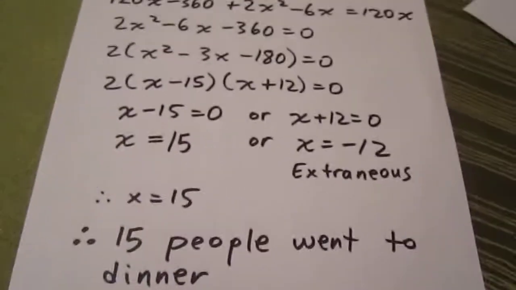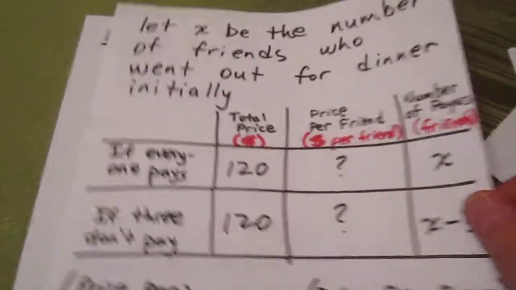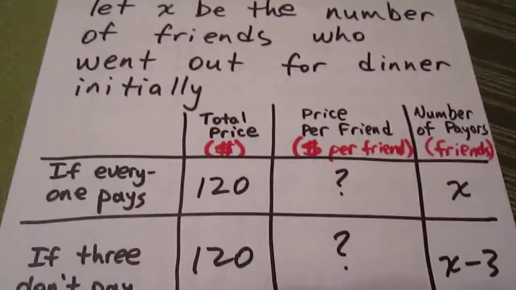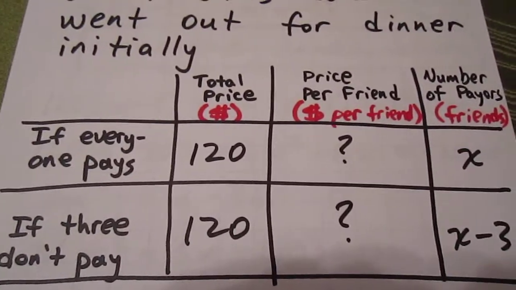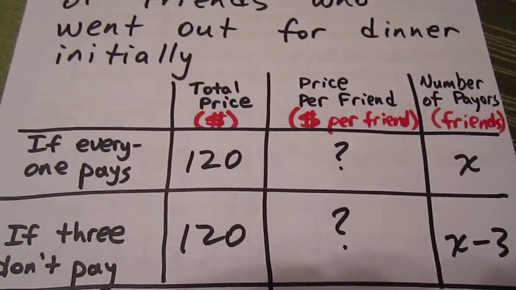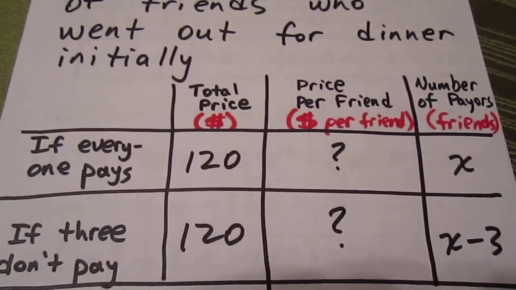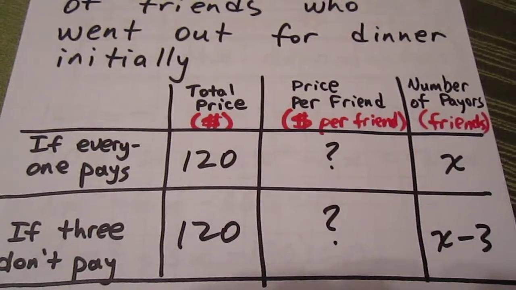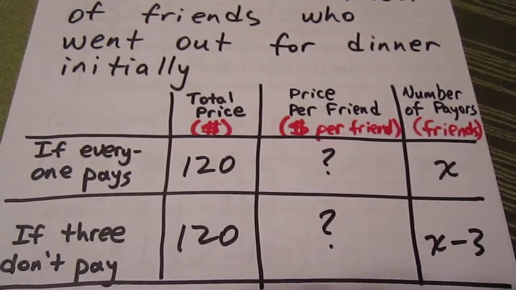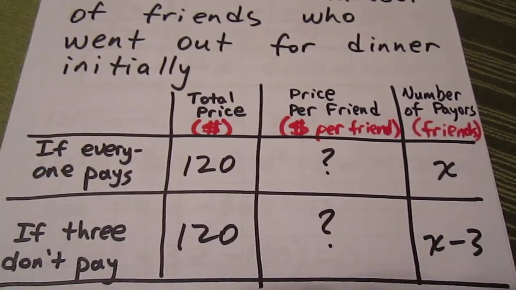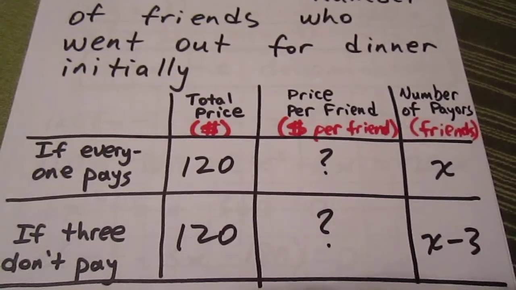If we go back and ask ourselves if this makes sense: suppose everybody paid. Well, then 120 divided by 15 would be 8. However, 3 people forgot their wallet, which means only 12 people paid. 120 divided by 12 is 10. Each of those people had to pay an additional $2. So we got the right answer.